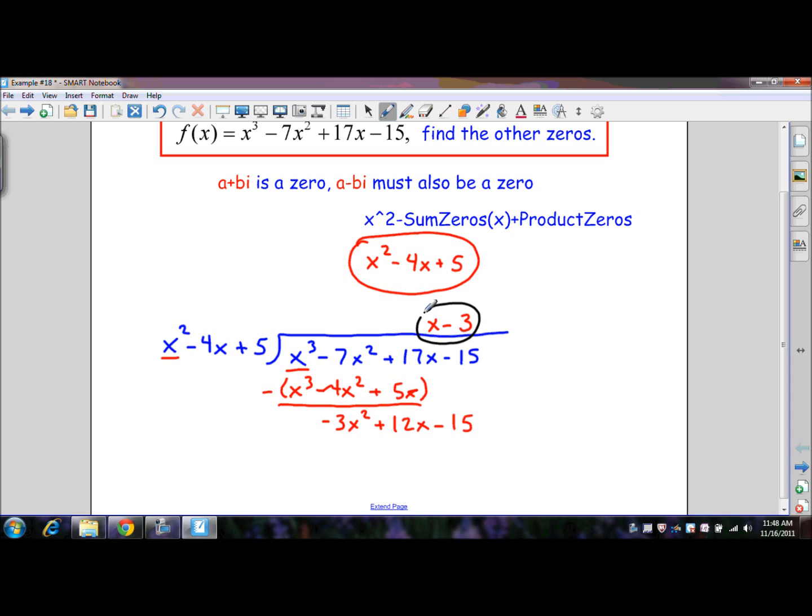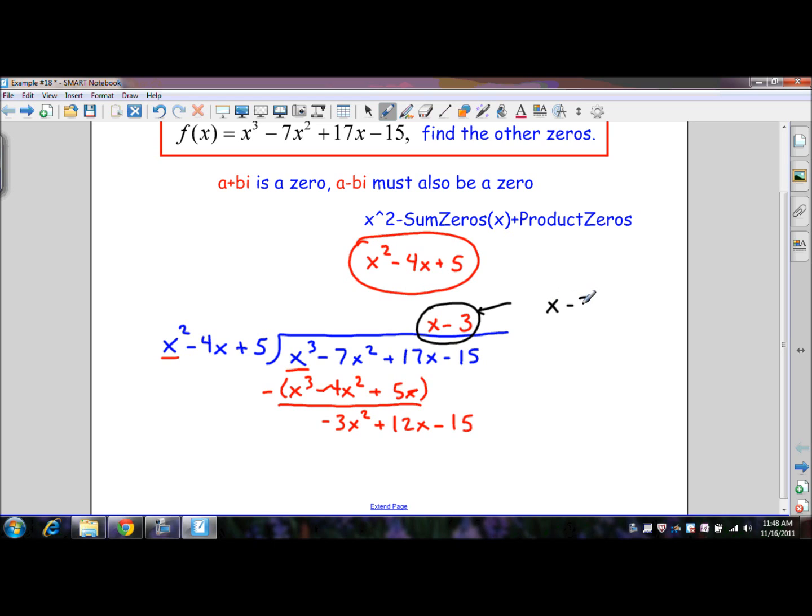And then I bring down the 15. Now I repeat the process. What do I need to multiply x by to get negative 3x squared? Well, the answer to that would be negative 3. Now, I'm going to stop here. And the reason I'm going to stop here is because I already know that the remainder is 0. So I'm not going to have anything else.